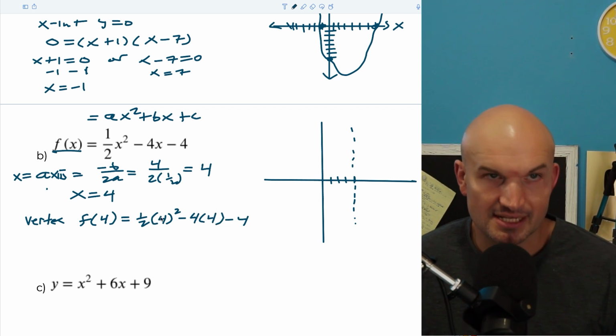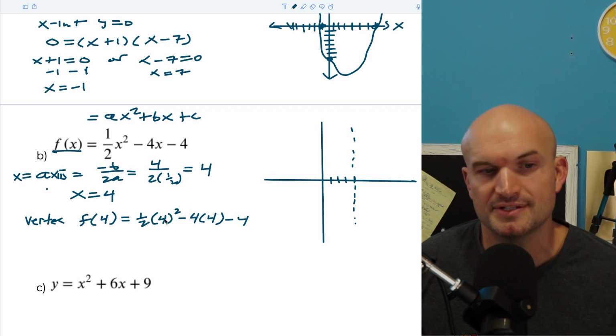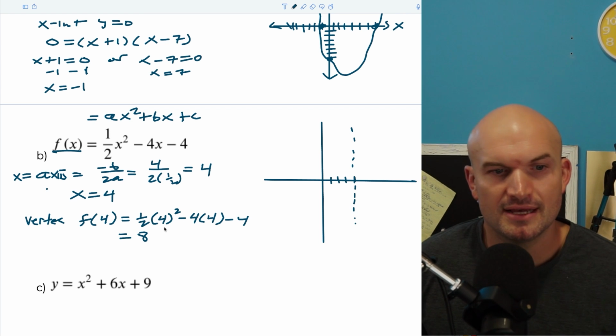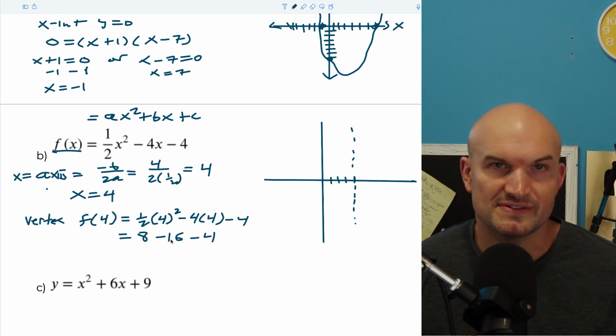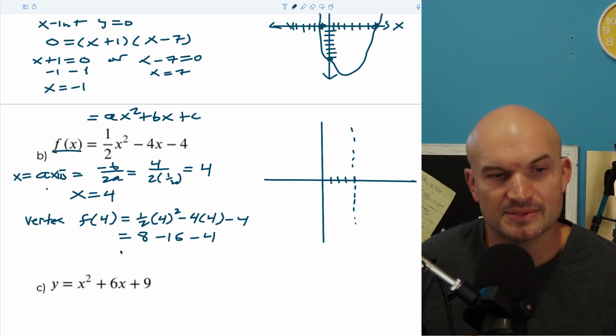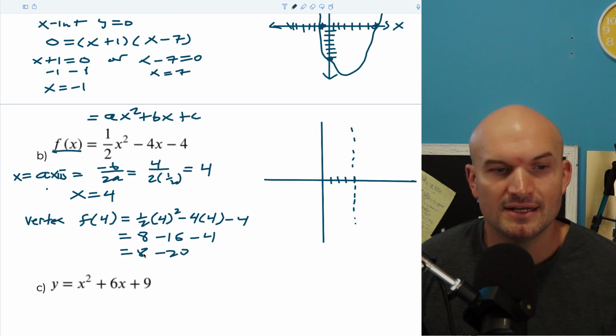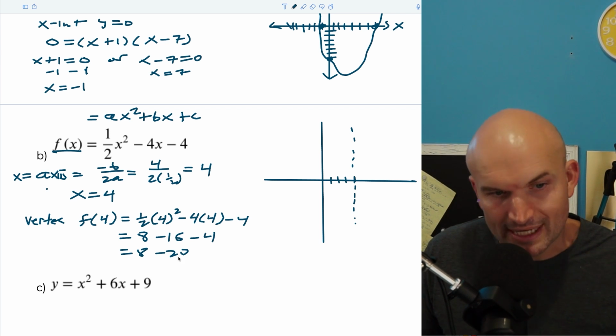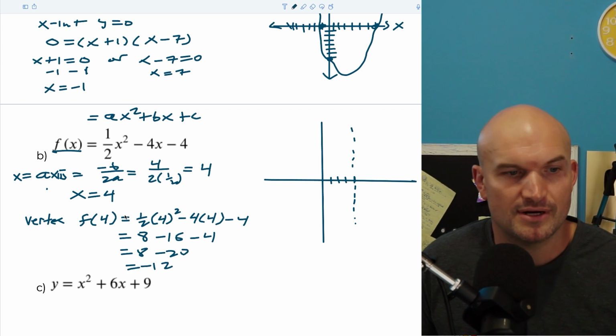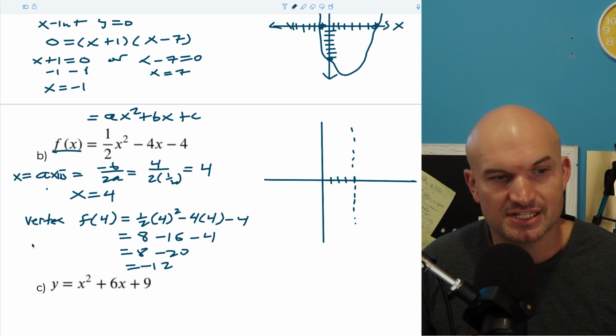Now let's follow the order of operations. We're going to square first. 4 squared is going to be 16, times 1/2 is going to be an 8. Negative 4 times 4 is going to be a negative 16, and then minus 4. So negative 16 minus 4 is a negative 20. So we have an 8 minus a 20. You have $8, you owe me $20, so now you owe me $12. All right, so my x value is going to be a 4, and my y value is a negative 12.